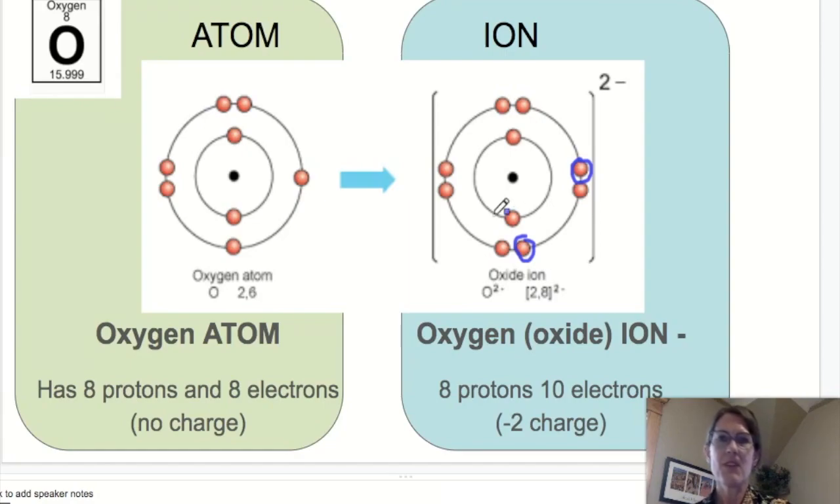But the main thing I want you to know here is that the word atom is for when there's no charge, and ion is for when there is a charge.